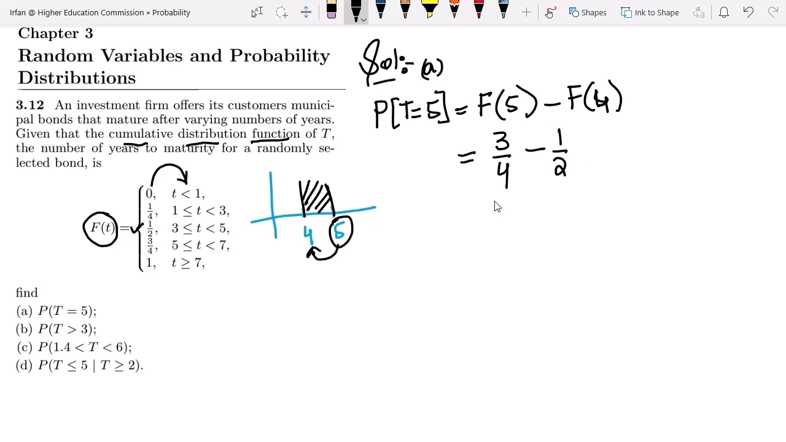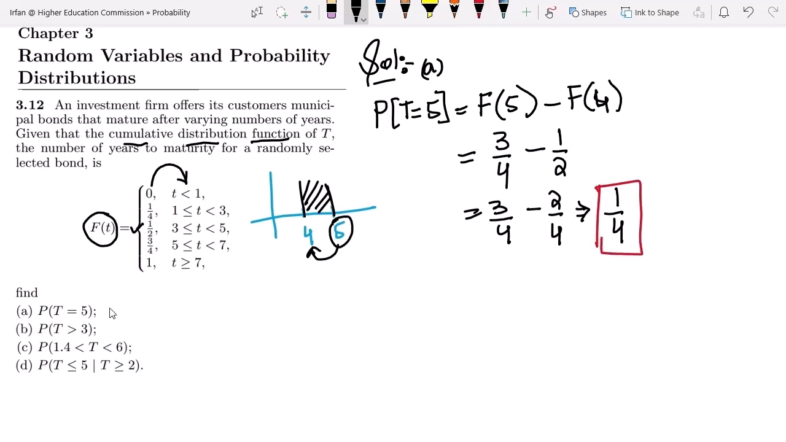So it is 3 by 4 minus 1 by 2, and this 1 by 2 can also be written as 2 by 4. Subtracting for this one, what will I get here? I will get 1 by 4 by using the LCM. I am not going into the details of this. So this is the solution of part A.